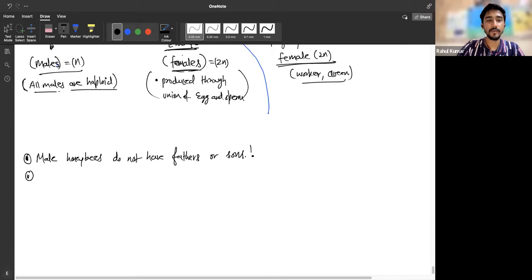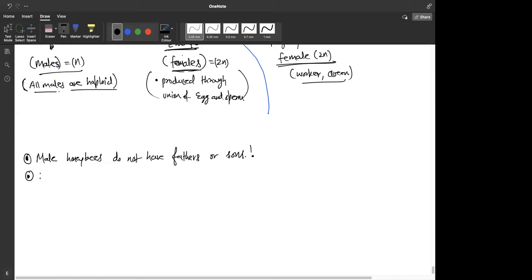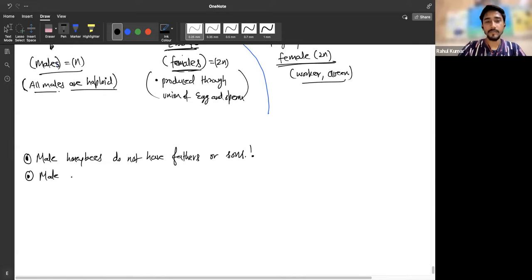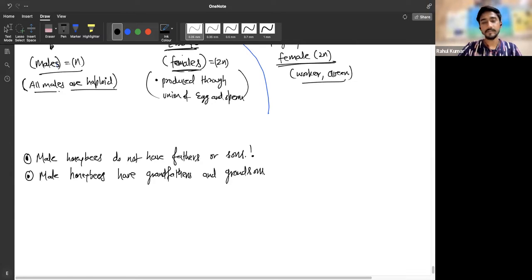They also have grandsons. Can you figure out how they have grandsons? Because they will have daughters and their daughters will produce more sons, right? So this is the trick confusion. Male honeybees do not have fathers and sons, but male honeybees have grandfathers and grandsons. Of course, they will have grandmothers and granddaughters and mothers and daughters, so that's not asked.